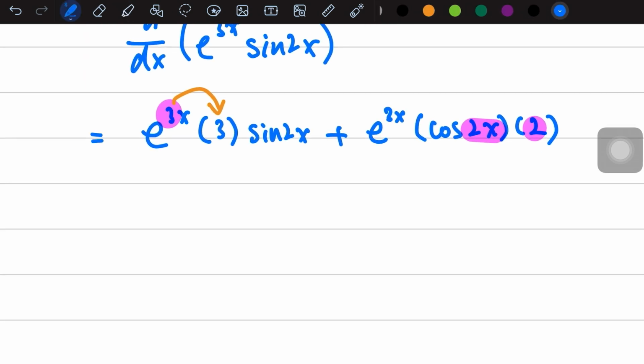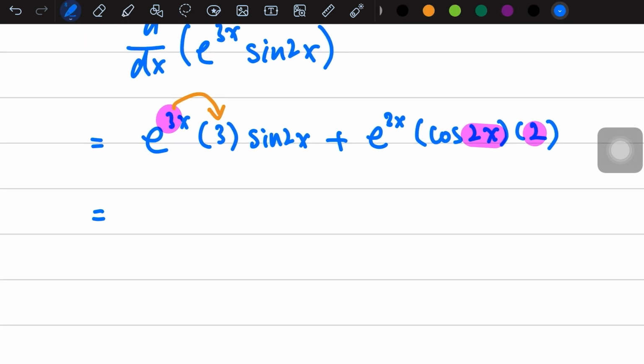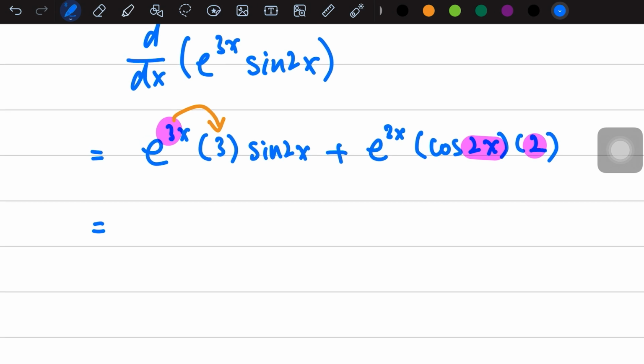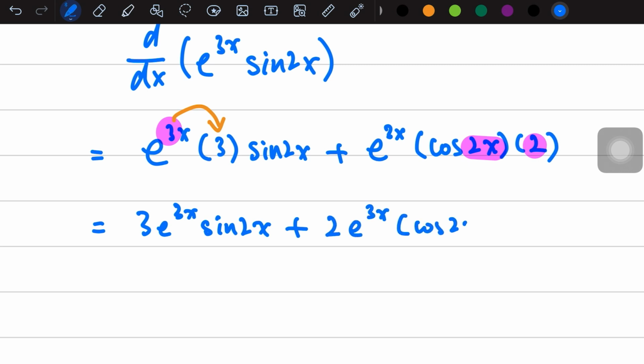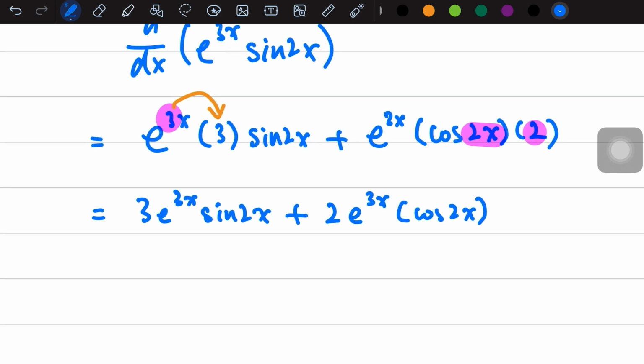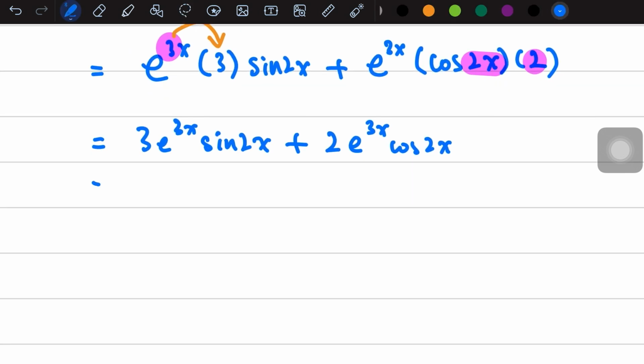Okay, now let's find the first derivative of this equation. Let's simplify. Yep, pretty clean, right? It's clear and it's good. So we have to further simplify it.